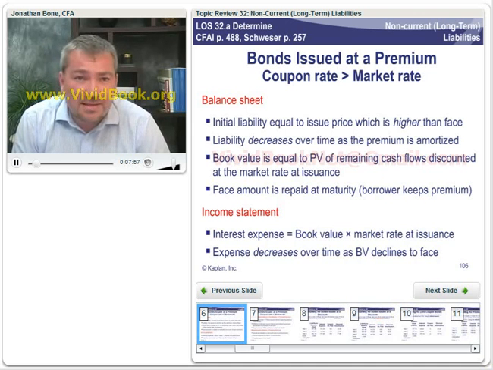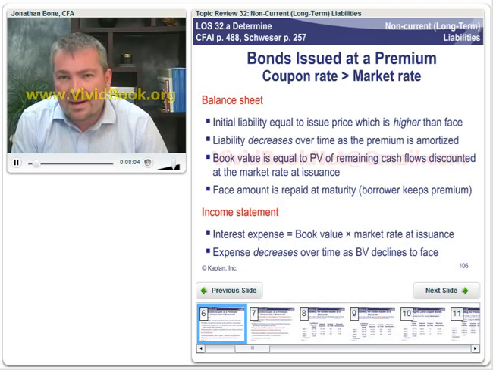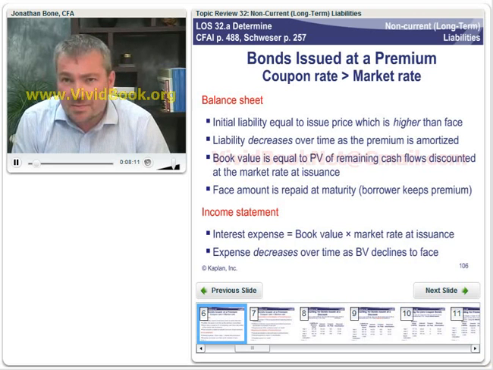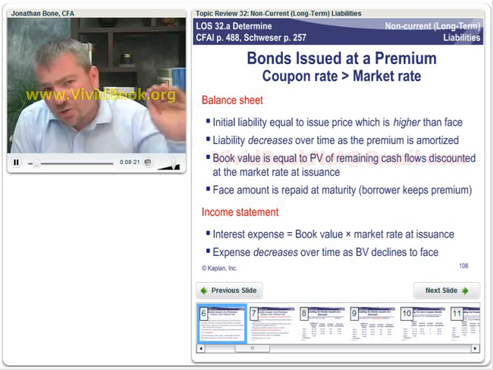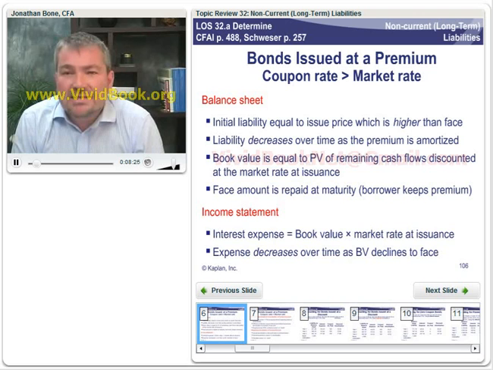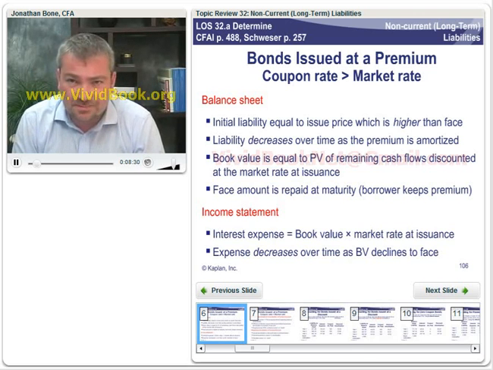Again, the liability in the balance sheet is going to be equal to the issue price. Now again, in these scenarios, we're kind of ignoring the issue of issuance costs under IFRS, but we will discuss those later. So the initial liability will equal the issuance price, which by definition, because the bond is at a premium, will be higher than par value. Now the trick with a bond issued at a premium is we're going to reduce that liability value down over time so that at maturity of the bond, it's sitting there at par value. So when we redeem the bond, there's no gain or loss.